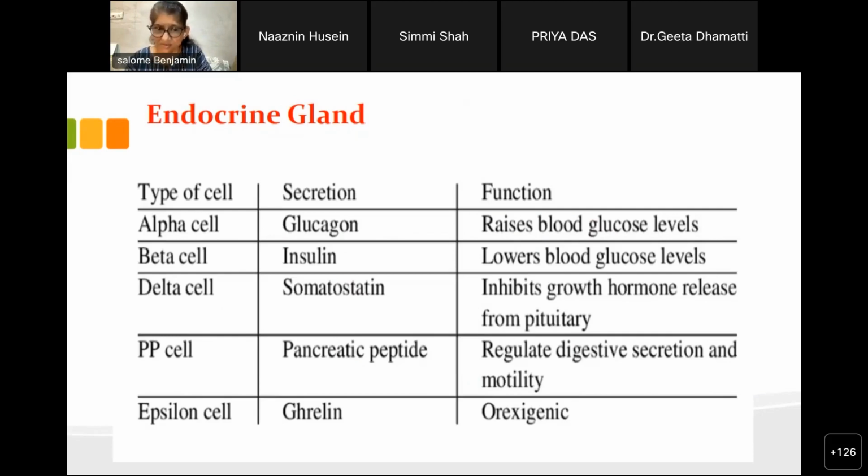These are basic, so I'll go a little faster. Then there is the delta cell, which secretes pancreatic peptide, and these regulate digestive secretion and motility. And we are aware of this physiology.